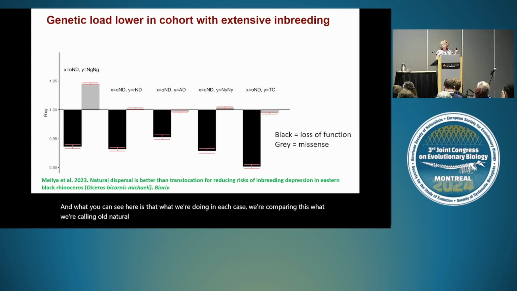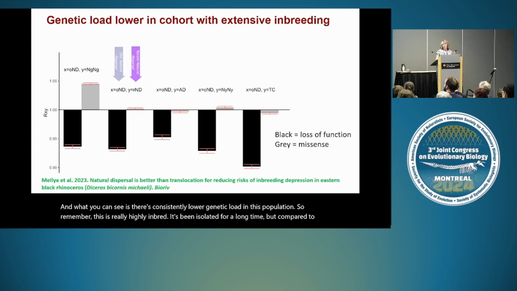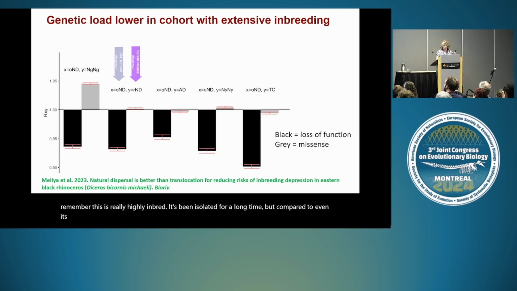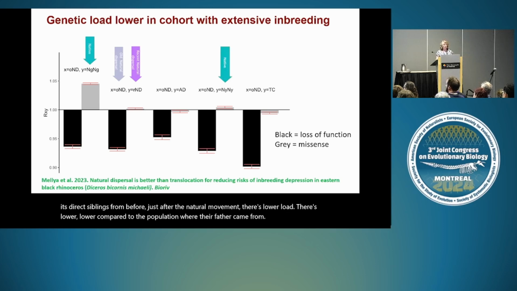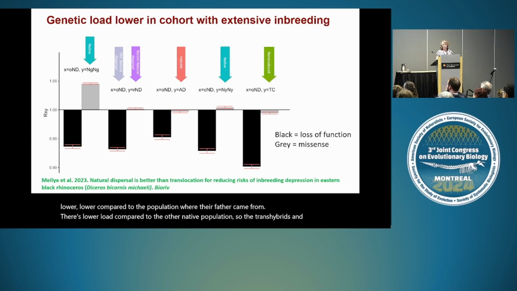So this is several generations after the dispersal event to the others. And what you can see is there's consistently lower genetic load in this population. So remember, this is really highly inbred. It's been isolated for a long time, but compared to even its direct siblings from before, just after the natural movement, there's lower load. There's lower load compared to the population where their father came from. There's lower load compared to the other native population, to the hybrids and the translocated individuals.